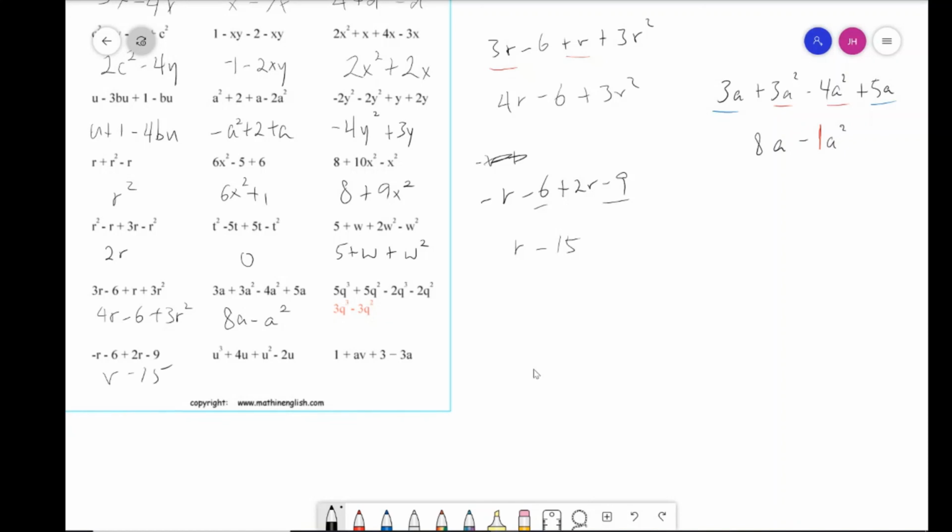Okay, then I have u to the third power plus 4u plus u squared minus 2u. The only thing we can combine like terms are the u. So put down the rest, I am not going to change anything. So u cubed plus u squared, and then I have plus 2u from the combined like terms.